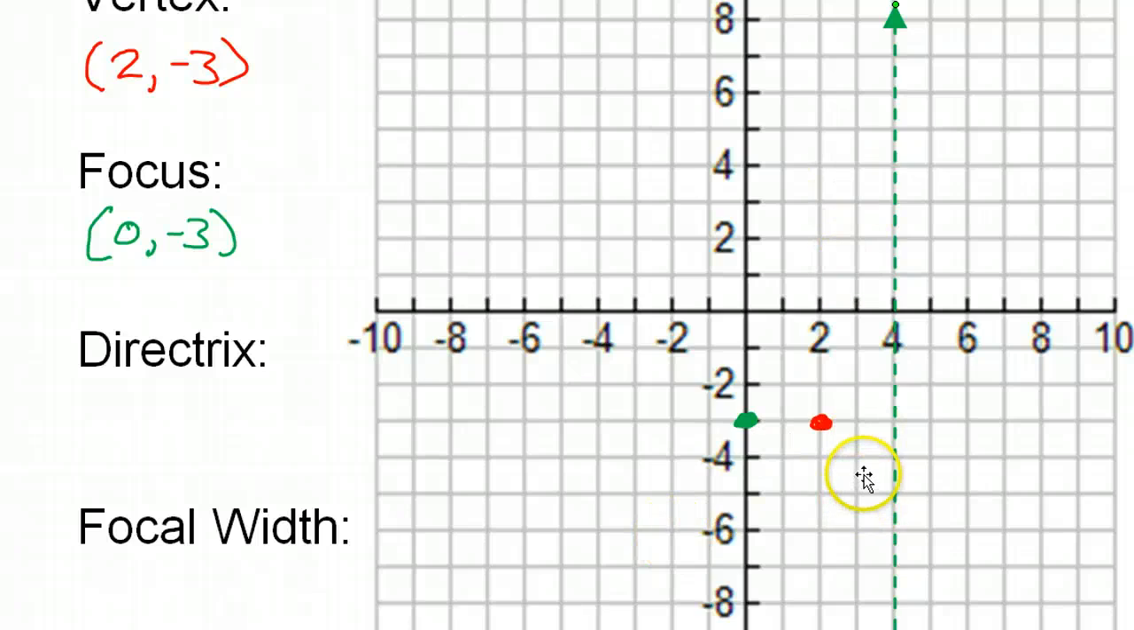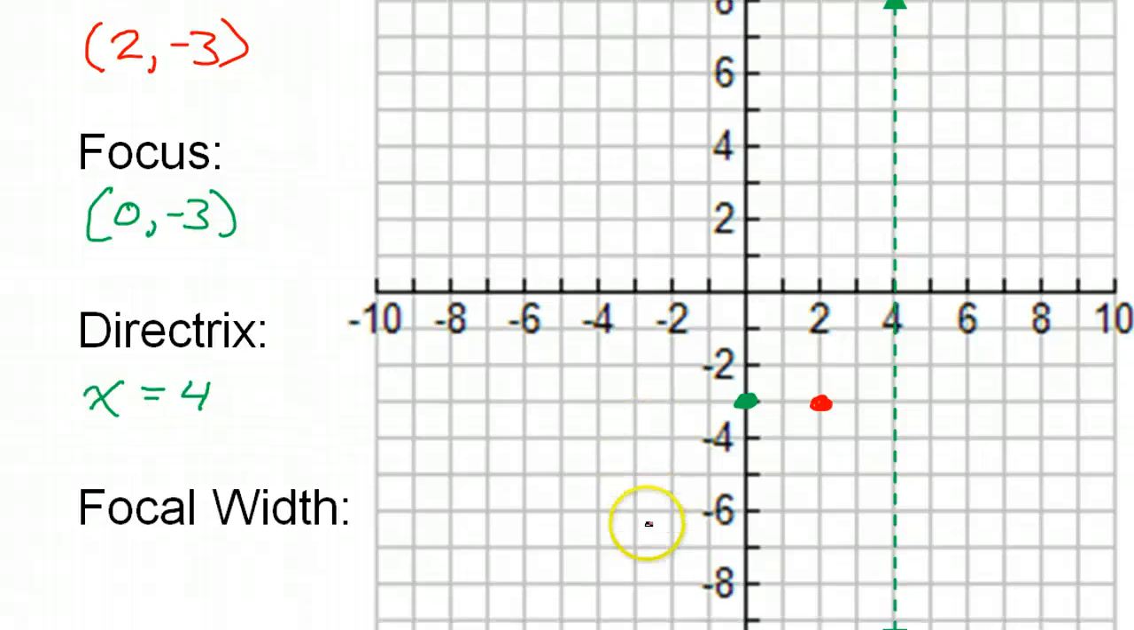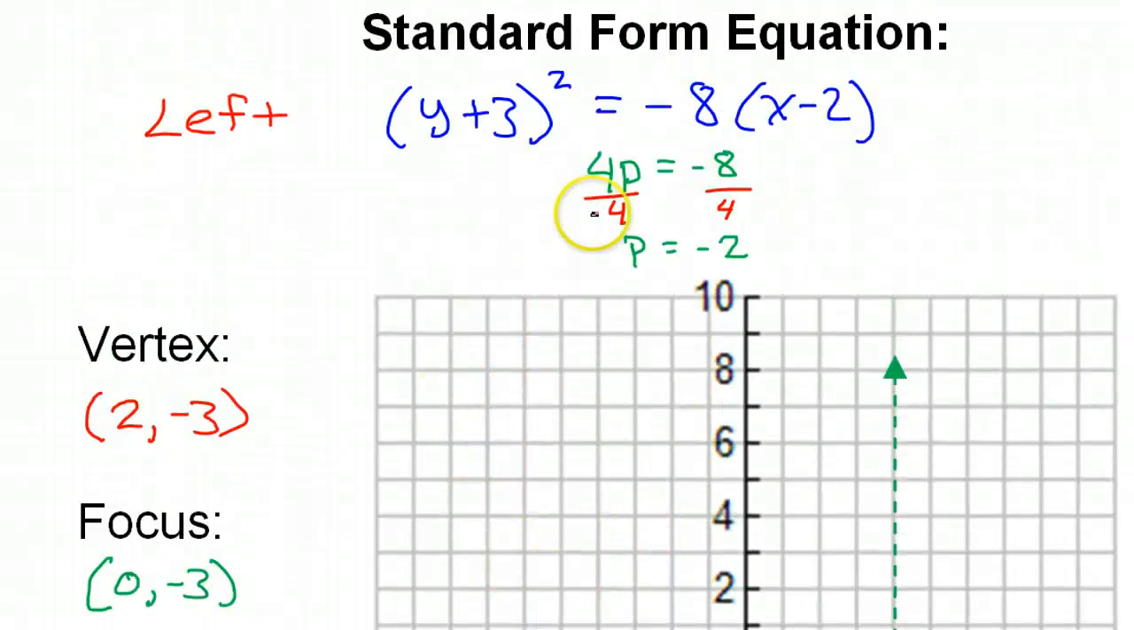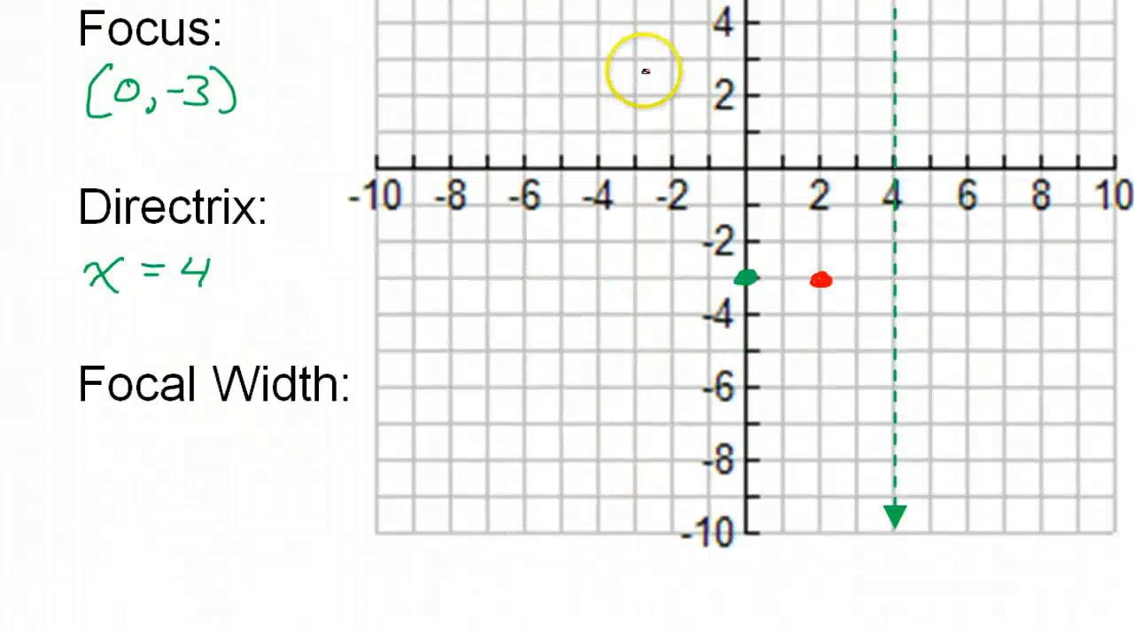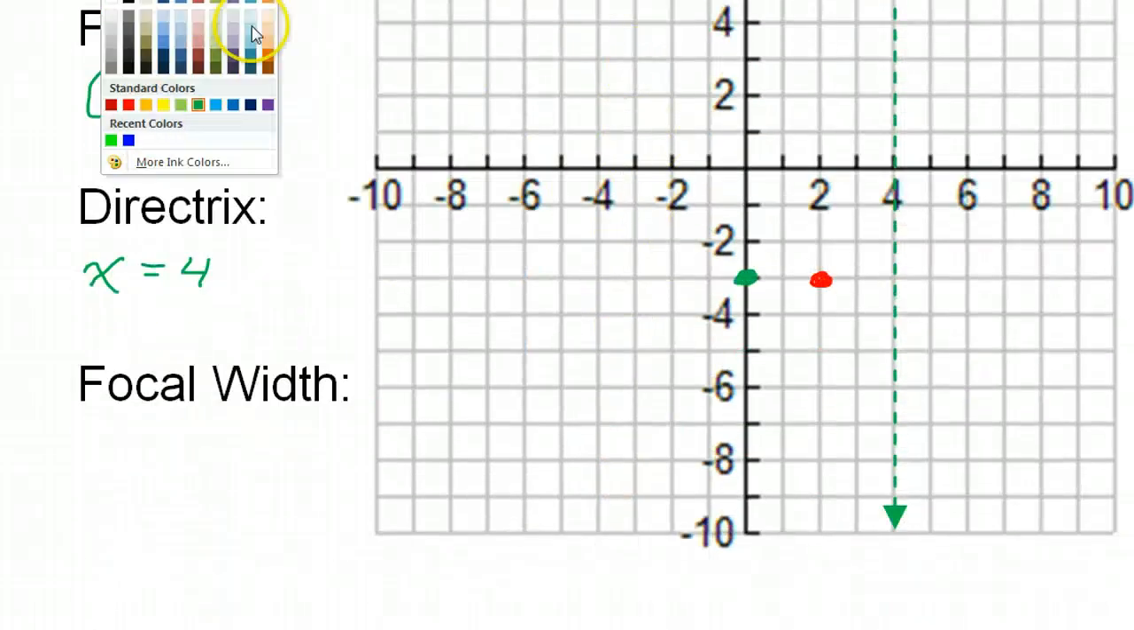Alright, so there is my directrix. A vertical line is always x equals a number, so that's going to be x equals 4, looking at where it landed. Now, the focal width. The focal width is just going to come from this number right here in front of the parentheses, not negative though. The focal width is always positive. So let's just say 8.